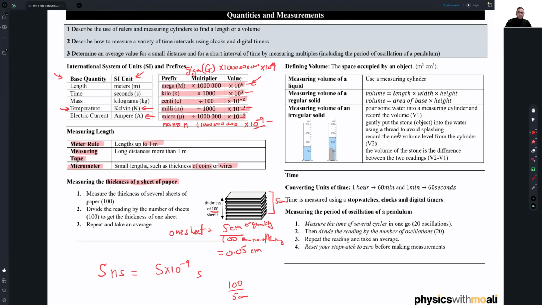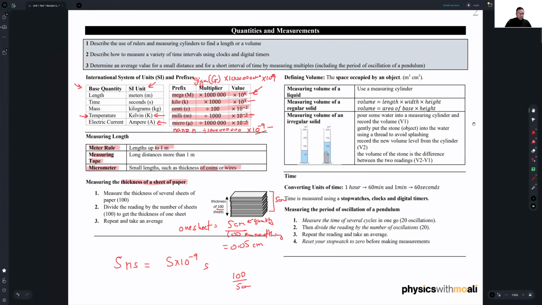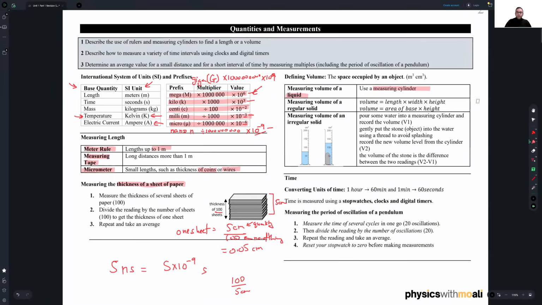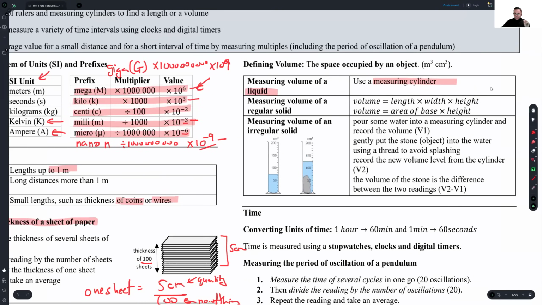Let's talk about volume. What is volume? It's defined as the space occupied by an object, how large or small an object is. To measure volume, it also depends on the object you're measuring. If you're measuring the volume of a liquid, you just use a measuring cylinder. If you're measuring the volume of a solid, and when I say regular solid, I mean something that has a regular shape, a box, a cube, a cuboid, a cylinder. All of these are regular shapes, and they have their own formulas.